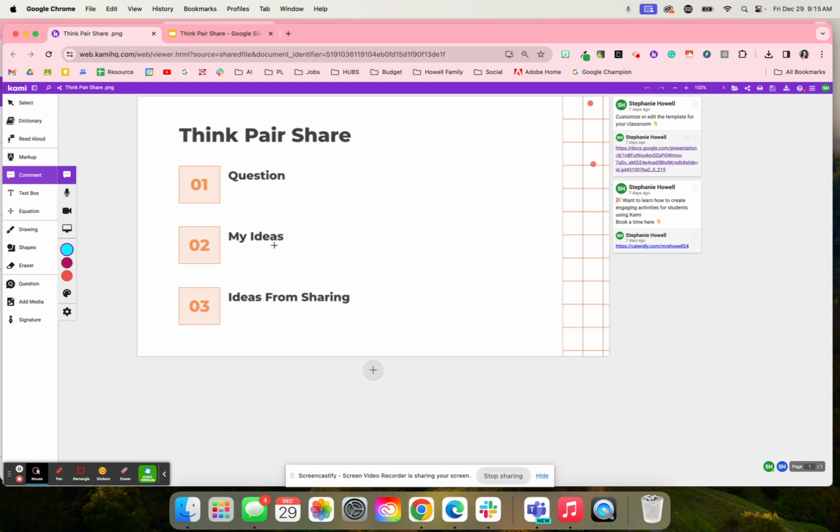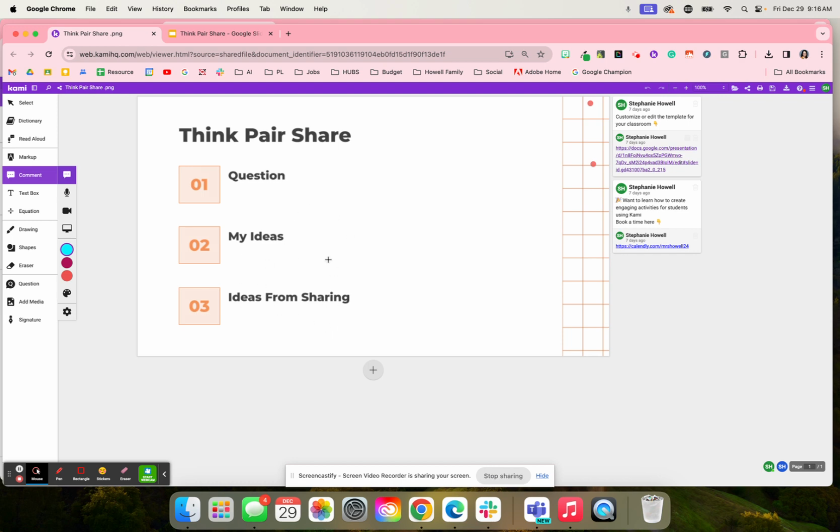Then they're going to share. They're going to listen to their table. They're going to talk with other people in their group and share their ideas. Once they are finished with that, you're going to set maybe a minute, 2 minute timer, and students will come in here and again type, write their ideas from what they learned from that sharing activity.